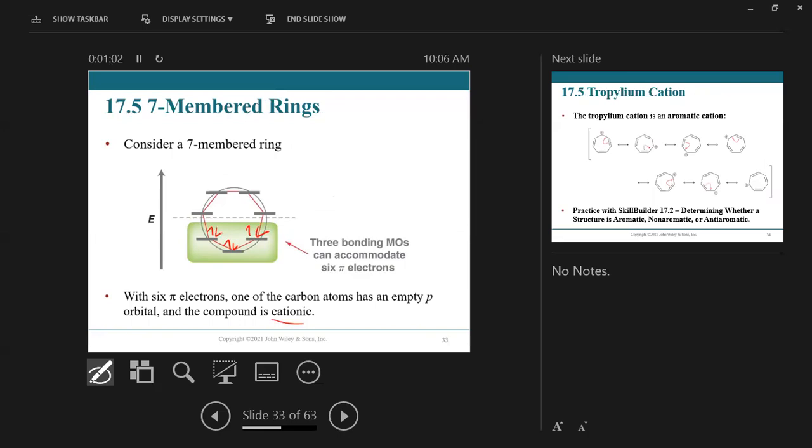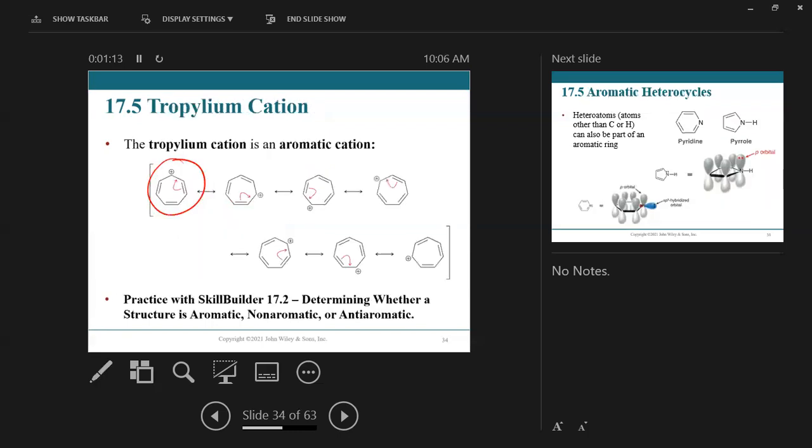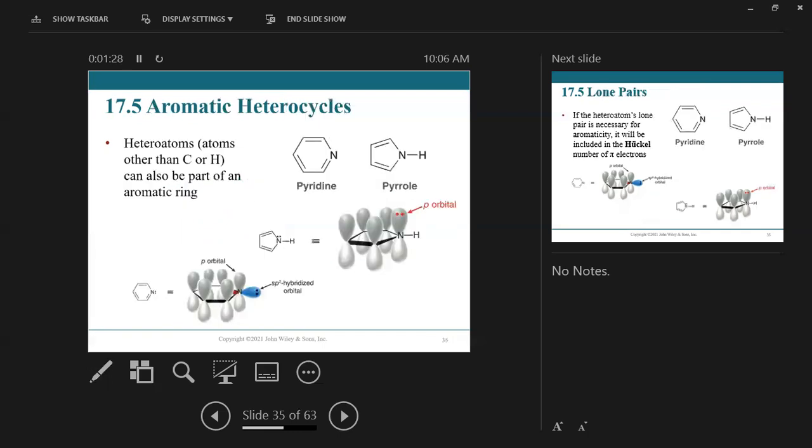So if we have a cationic compound, then we're going to have an aromatic compound, because remember we had the 4n plus 2 rule. So we put 1 in here, this will equal 6. So the tropylium cation is an aromatic cation, and this charge can move, as you can see right there.